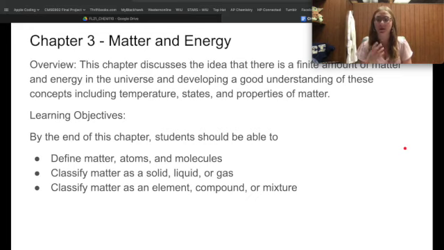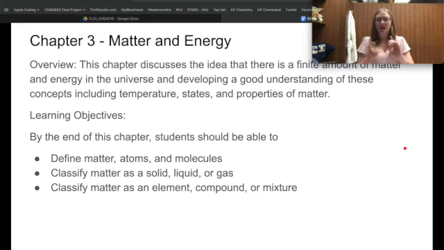We'll use a few more technical definitions than we did in chapter 1. And we'll be able to classify something as a solid, liquid, or gas. We'll talk about what that looks like at the molecular level. You might be like, Professor Thomas, that's an old trick. I know what a solid, liquid, and gas are, but I promise we're going to get into a little bit more of a technical definition of that as well. In this video, we'll also talk about how to classify matter as an element, a compound, or a mixture.